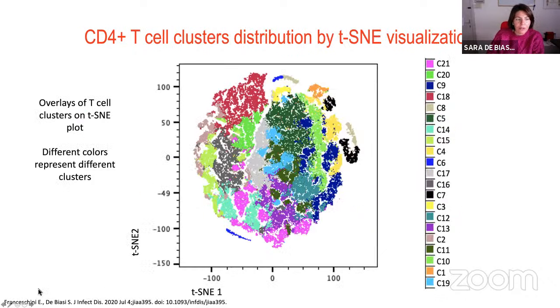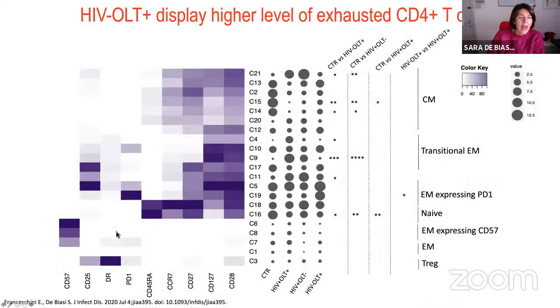These are the clusters we found in the PhenoGraph distribution, and in this graph, different colors represent different clusters. Here, for example, we found all the T-cell populations among CD4 T cells. As you can see, we were able to analyze 7 clusters of central memory, 4 clusters of transitional effector memory expressing PD1, naive T cells, effector memory expressing CD57, so cells that are going toward replicative senescence, effector memory T cells, and also Tregs.